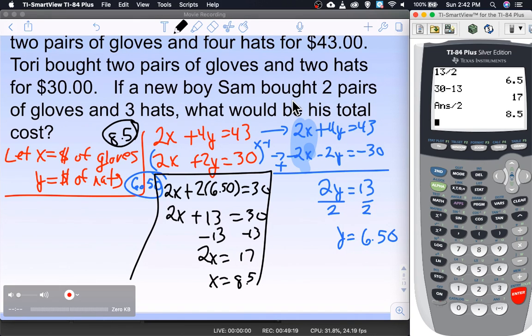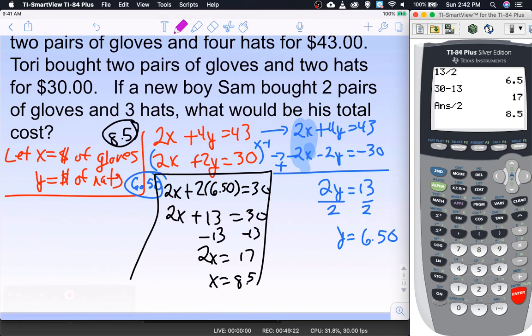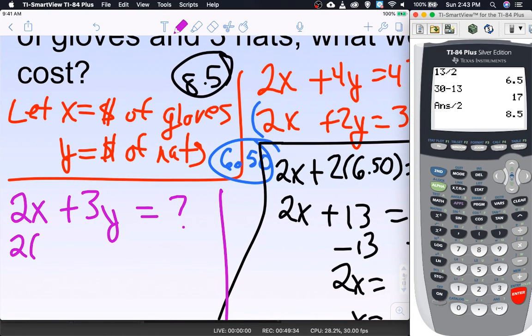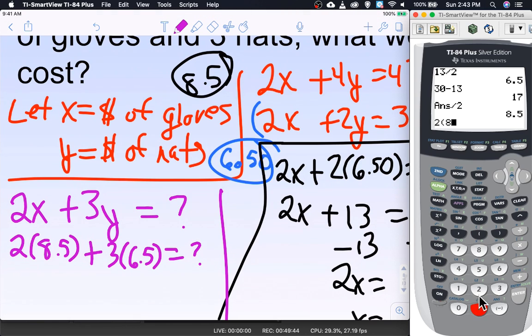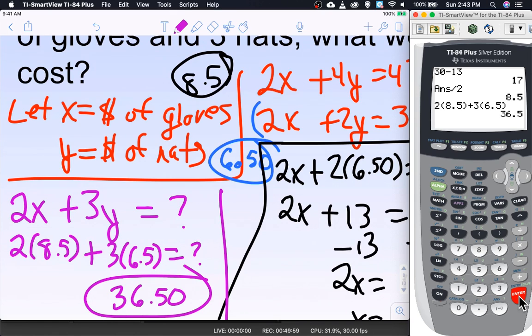So if this other person, Sam, bought 2 gloves and 3 hats, that gives us a total cost of, I don't know, but we can figure this out, because each glove costs $8.50, and each hat costs $6.50. I can figure out that cost. 2 times 8.50 plus 3 times 6.50 equals $36.50. That's how much Sam would have to pay for his 2 gloves and 3 hats.